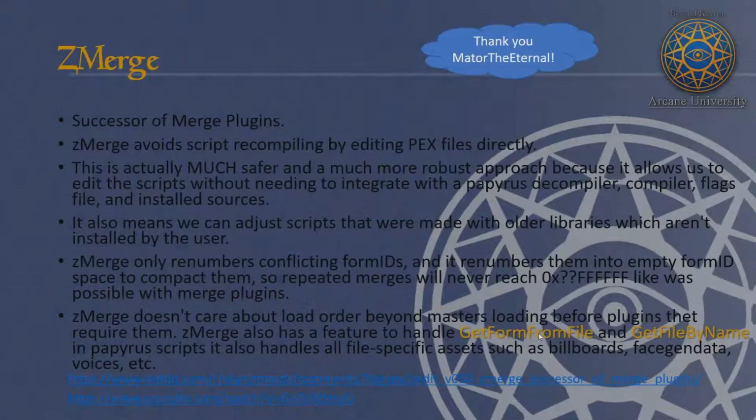So zmerge was coming up later as the successor of merge plugins, and it has advanced a lot. So it can also dynamically get form IDs from other files and fill them in. It can also renumber conflicting form IDs, and it should never come to the point where you don't have enough arrays. So that was already much better, and Mator said it's much safer because if you don't recompile these scripts, there is not the need to decompile them first and not the need to reinterpret them and compile them again. So it's reducing a risk here, but again, I was also not having issues before with merge plugins.